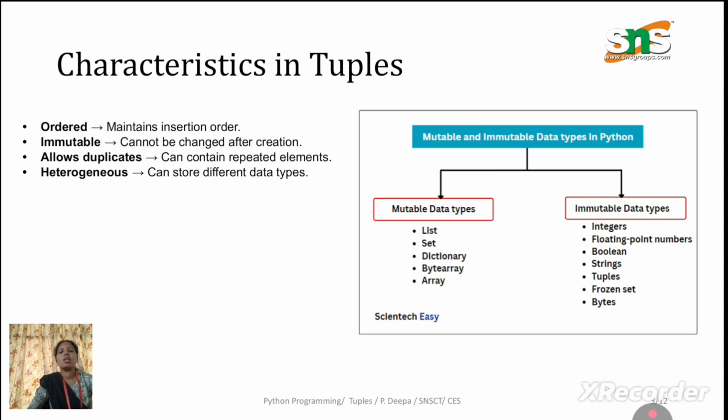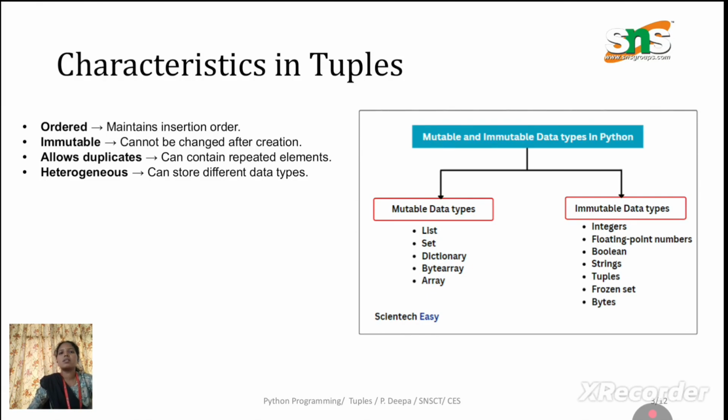brackets. The characteristics of Python data types come in two types: one is mutable data types and the other is immutable data types. The mutable data types include the list. We will see what a list is, what its characteristics are, and how to use it in programming. The mutable types are list, set, dictionary, bytearray, and arrays. Immutable data types are integer, float, boolean, and the other data types we use in programming.